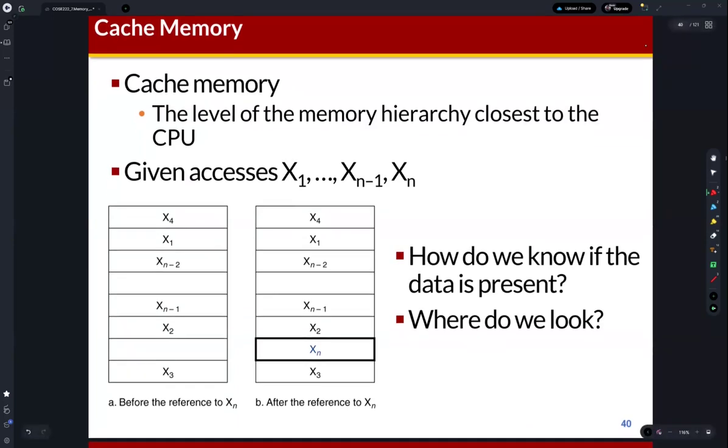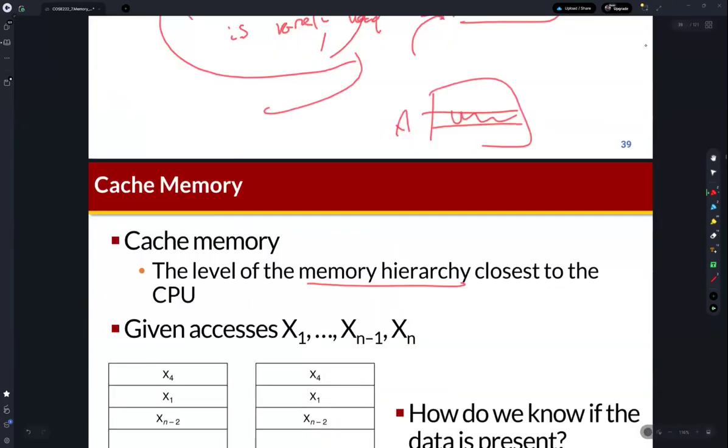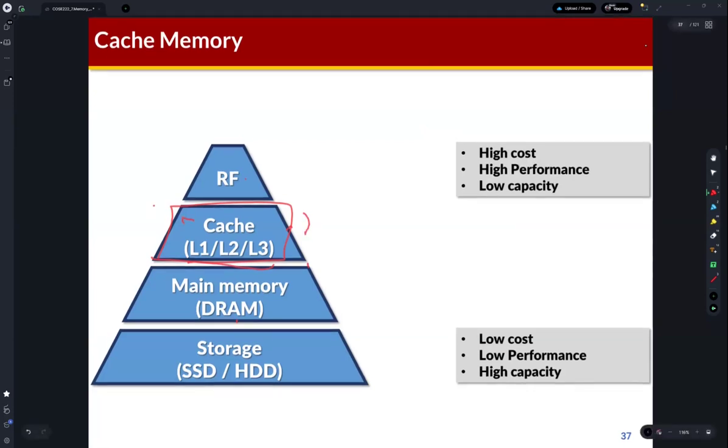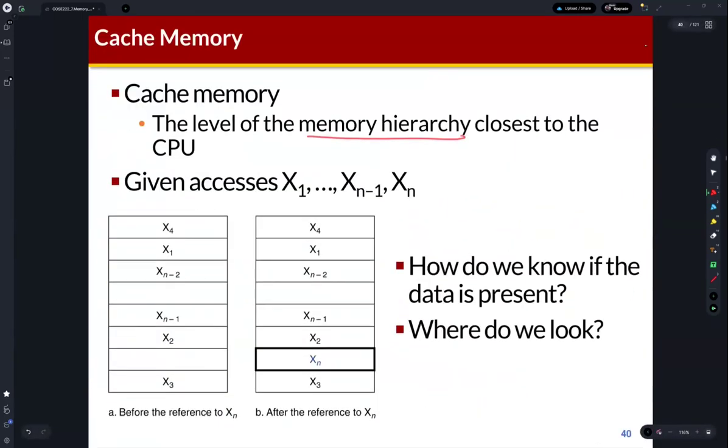So this is the level of memory hierarchy closest to the CPU. As you can see, in this memory hierarchy, you can find the cache. The cache level is between the register file and main memory. Also in this figure, you can find that there are multiple levels of cache: level 1, level 2, level 3. Usually, commodity CPUs include up to level 3 caches. And the cache stores the frequently accessed data.